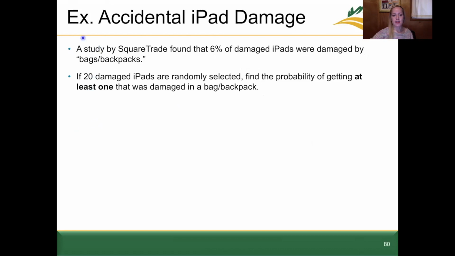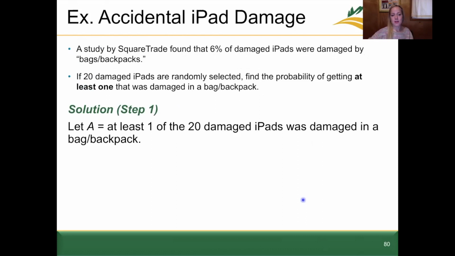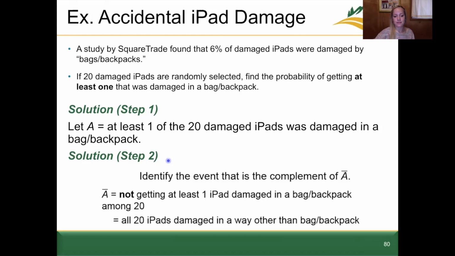Okay, so here's the setup of our question again. In our solution for step 1, recall the steps that we just went over, I think 2 slides ago. So in step 1, let A, the event A, be that at least one of the 20 damaged iPads was damaged in a bag or a backpack. That's our event A. In step 2 of our solution, we need to determine what A bar means.